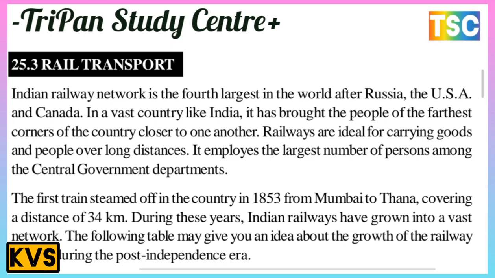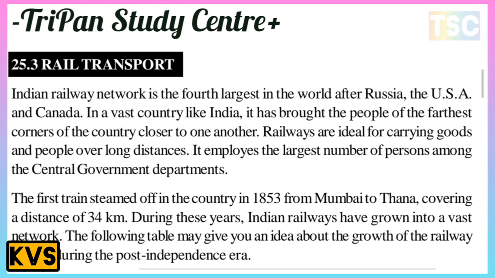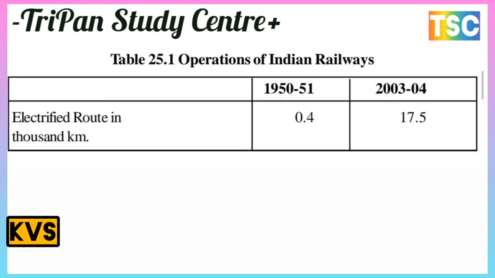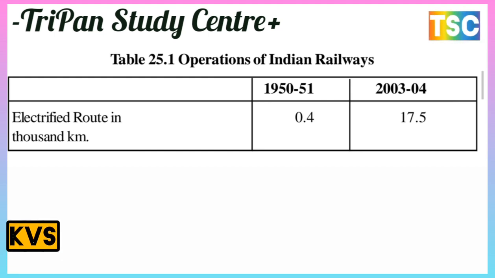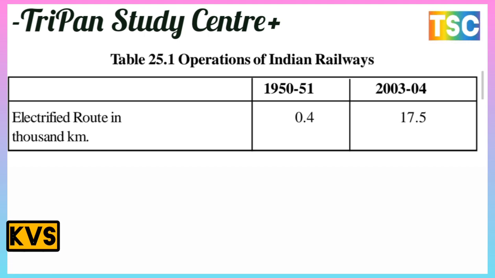Over the years, Indian Railways has grown into a vast network. The following table may give you an idea about the growth of the railway system during the post-independence era. This is the most important table here, showing the operation of Indian Railways. First, electrified route in kilometers. This is important. In 1950-51 there was only 0.4 kilometer, but in 2003-04 it was 17.5 kilometers.